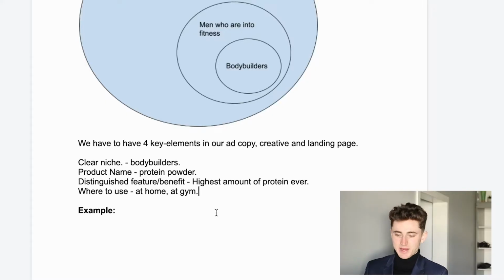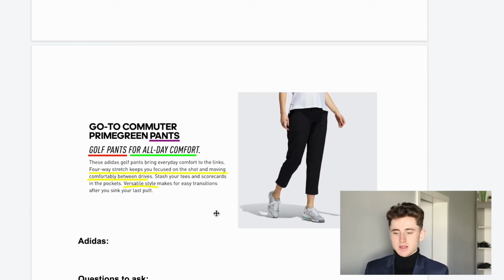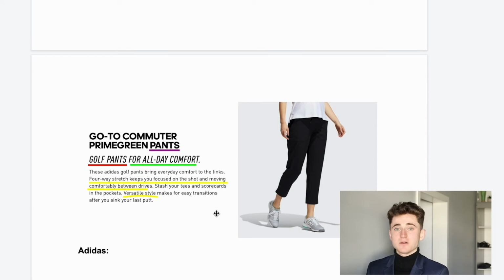Here's a landing page from one of the best-known brands, Adidas. And as you can see, they have these 4 key elements. First one is pants. This is what they're selling. This is the product name. Then we have the clear niche, which is golf pants. Now this is literally what makes this product different. It tells the algorithms specifically who this product is for. Then we have a use case: for all day.